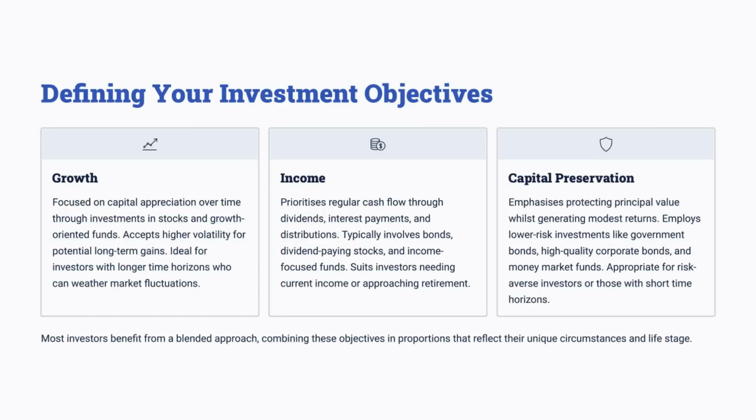Defining investment objectives is crucial. Growth focuses on capital appreciation, accepting volatility for long-term gains, ideal for those with longer horizons. Income prioritizes regular cash flow through dividends and interest, suiting those nearing retirement. Capital preservation protects principal with modest returns, suitable for risk-averse investors. A blended approach often best reflects individual circumstances.